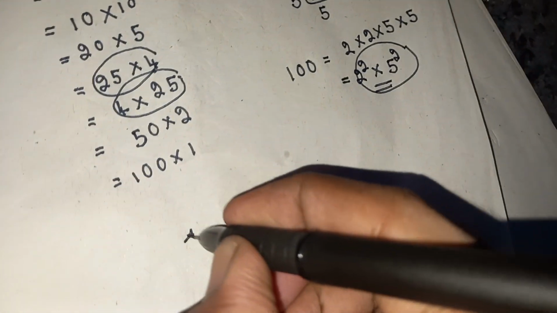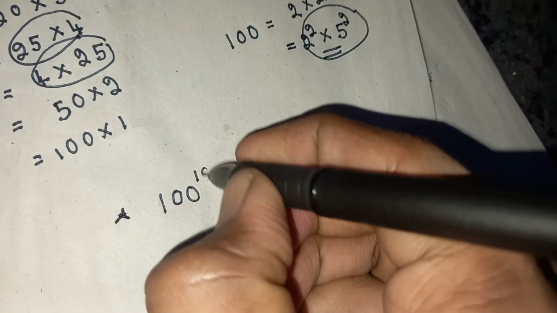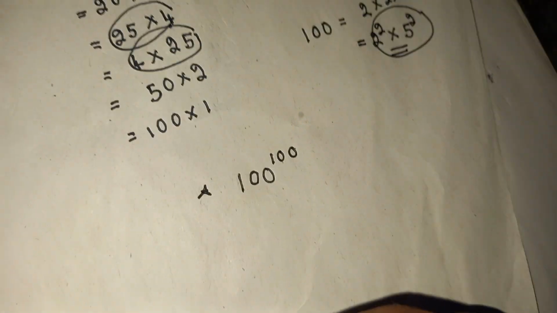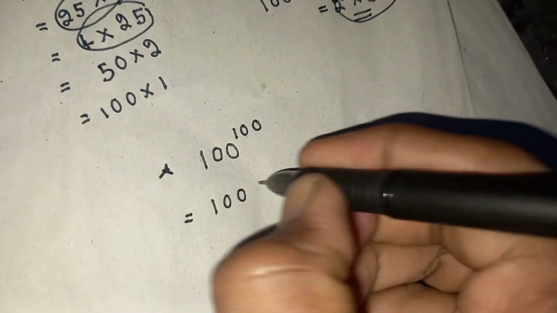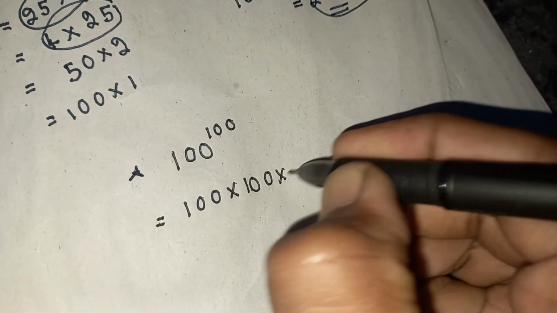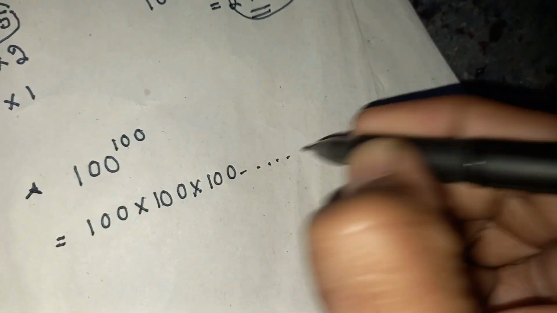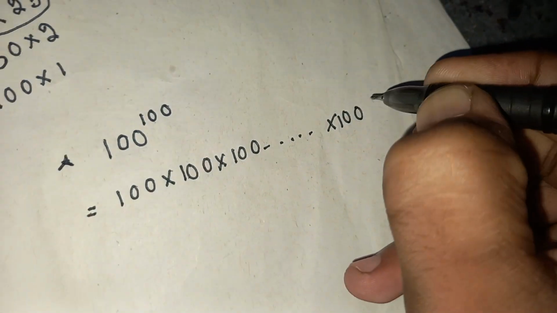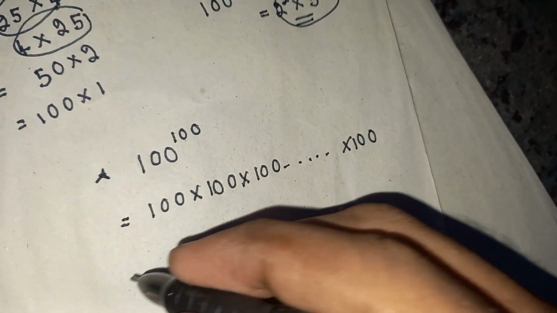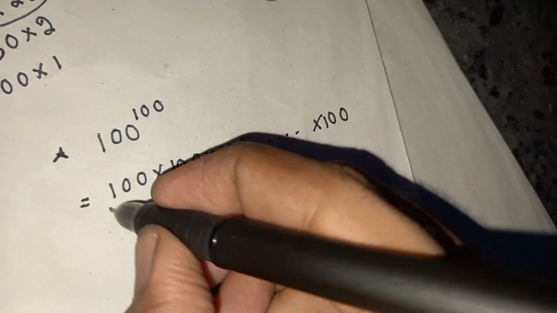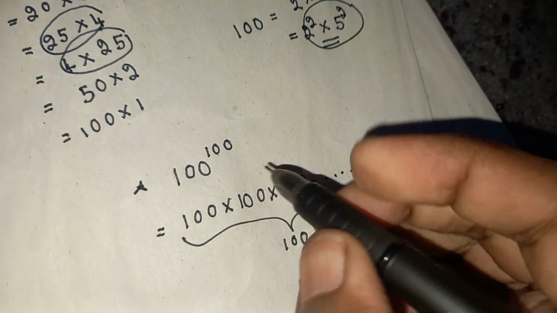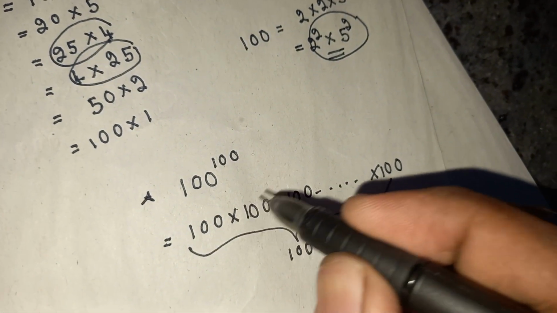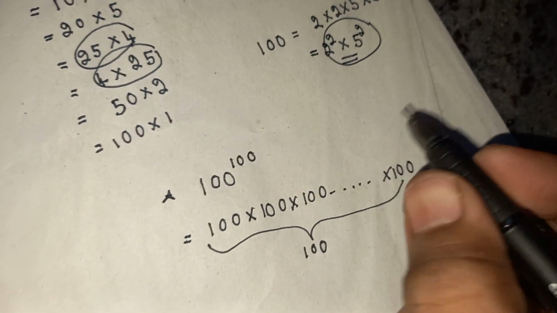I'm going to do another problem, which is 100 to the power of 100, and how to find its value. 100 to the power of 100 means you're going to multiply 100 times 100 times 100 like this, until you get 100 numbers in total. So 100 times 100 times 100, like this, 100 times.